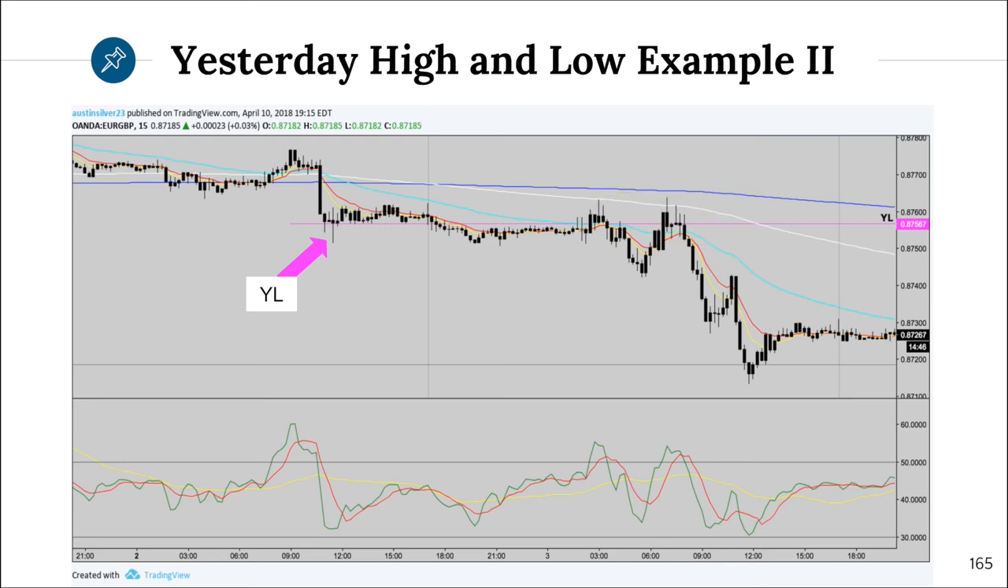I want you to really understand that it's 4 main levels. Yesterday's high, yesterday's low, initial high, and initial low. That's it.